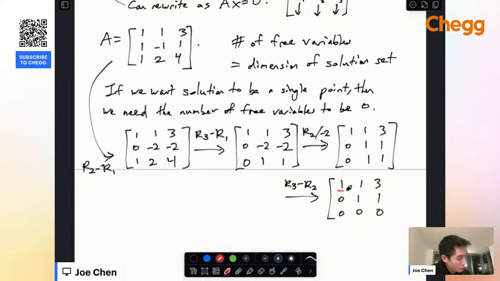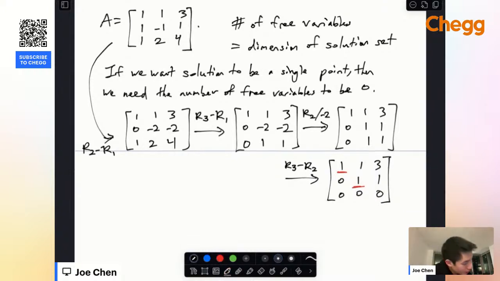So here I have a pivot here and a pivot here, but this entire row became 0. So there's no pivot in the last column. There's nothing here, which makes this a free variable. So this column becomes a free variable.